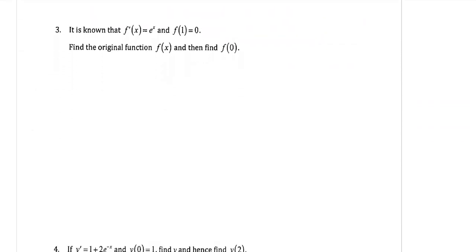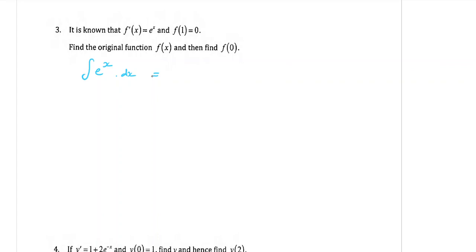Question 3. It is known that f dash x equals e to the x and f of 1 equals 0. Find the original function and then find f of 0. I'm giving you the derivative, which means if I want to find f of x, it's not saying it, but I have to integrate. So I'm going back from the derivative. So I have to integrate the e to the x with respect to x.